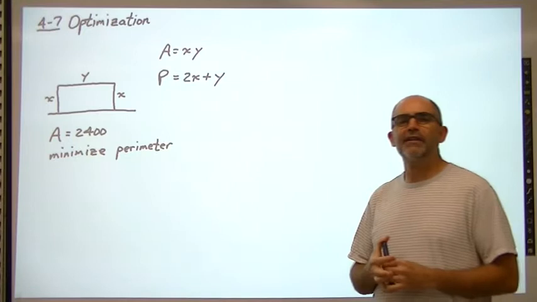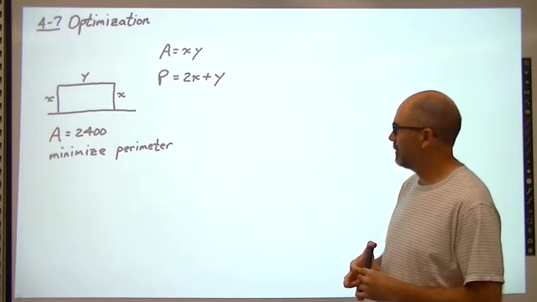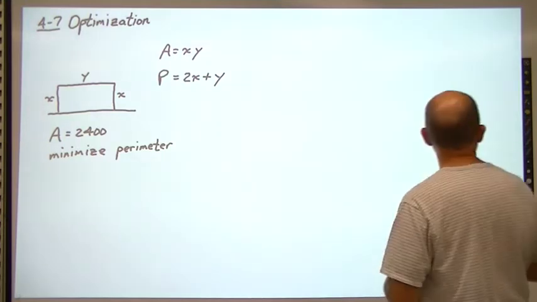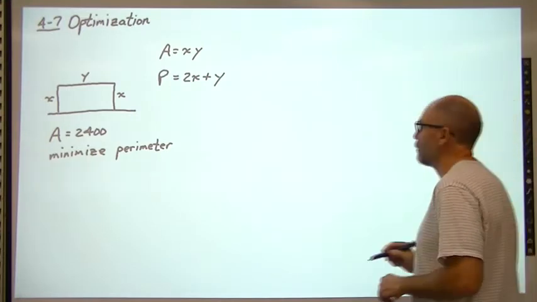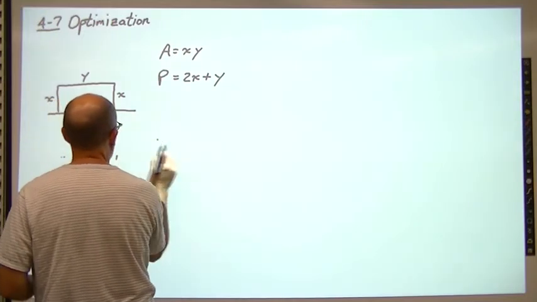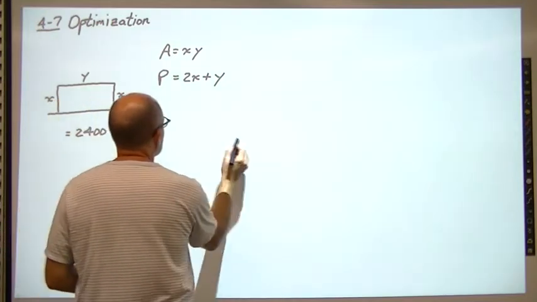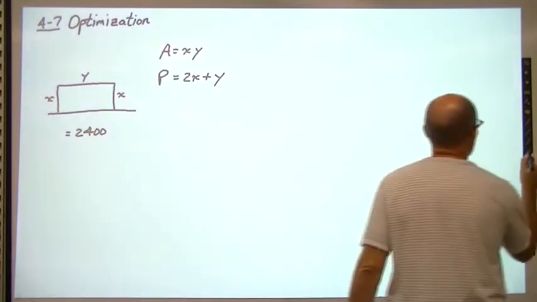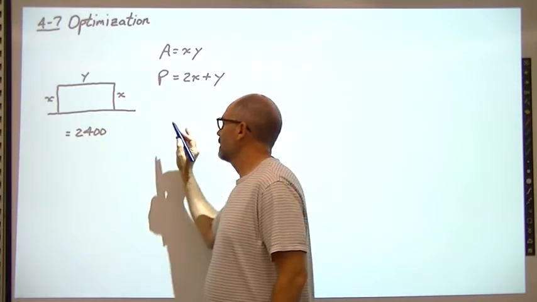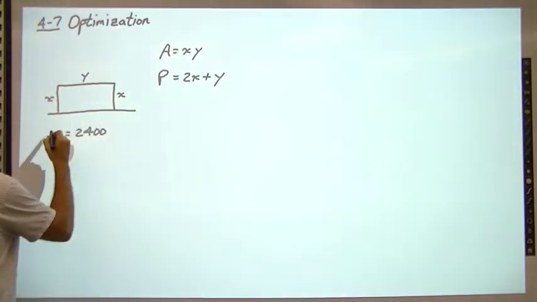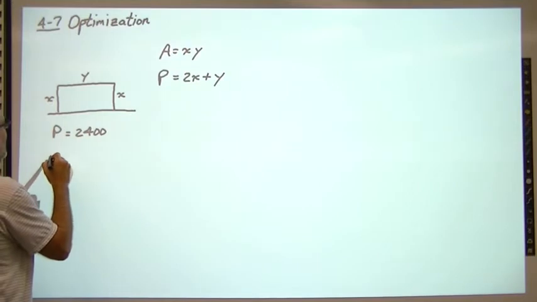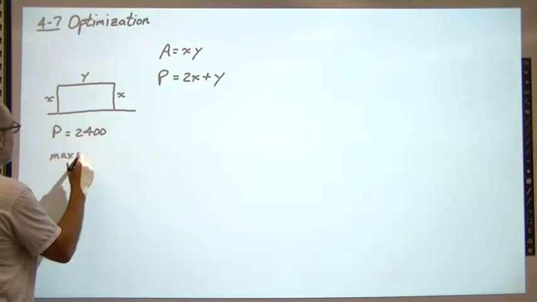A farmer has 2,400 feet of fence. Oops, I messed up already. 2,400 feet of fence, not area of 2,400 feet. Okay, so we have 2,400 feet of fence, and we've got a river on one side of it. So the perimeter is set at 2,400 feet. And the area, we don't know.